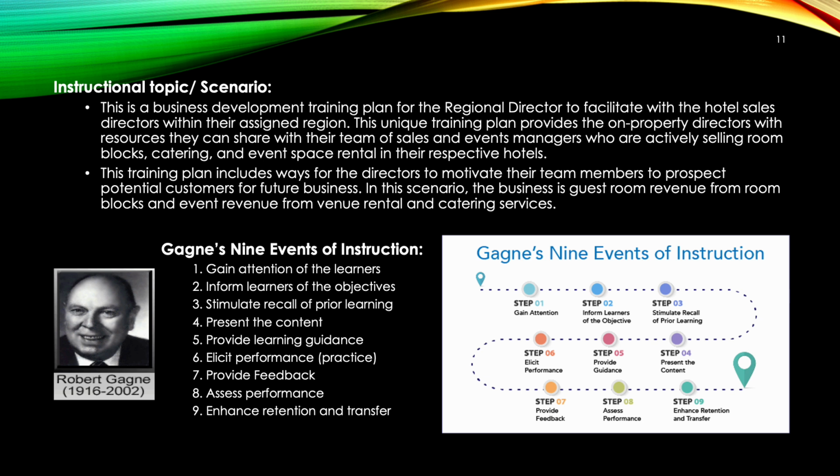So as you can see here, I have outlined the 9 events of instruction in a list from 1 through 9, and it's also represented in the image on the right.